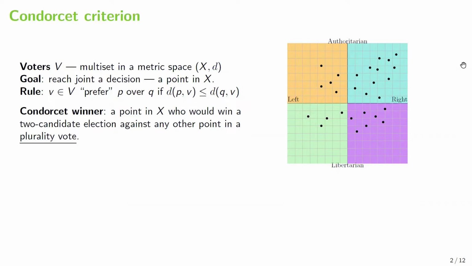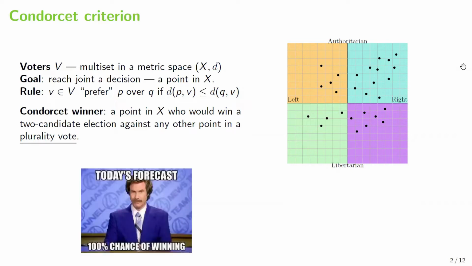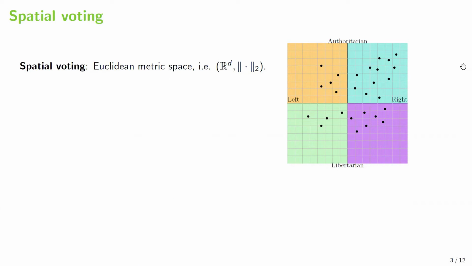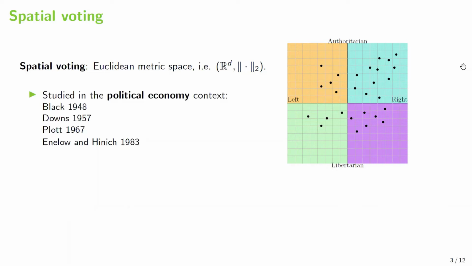One way to decide the winner is using the well-known Condorcet criterion. A Condorcet winner is a point which would win a two-candidate election against any other point in a plurality vote. This means that it would win at least half of the votes against any other candidate. In spatial voting, we focus on the case where the metric space is Euclidean, in some dimension d. This looks just like the figure that I showed you on the first slide, and this special case was indeed studied by various researchers in the political economy context.